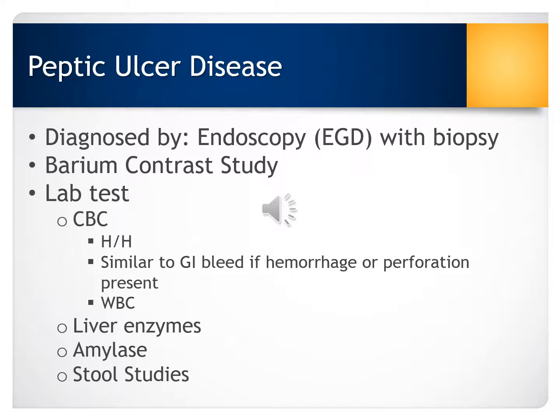You may be looking at their white blood cell count to see if there is an infection. You also will look at liver enzymes to detect if there are any liver problems, which may complicate treatment and also increase the risk for esophageal varices. You'll also look at a serum amylase, which can determine if the pancreas is involved.